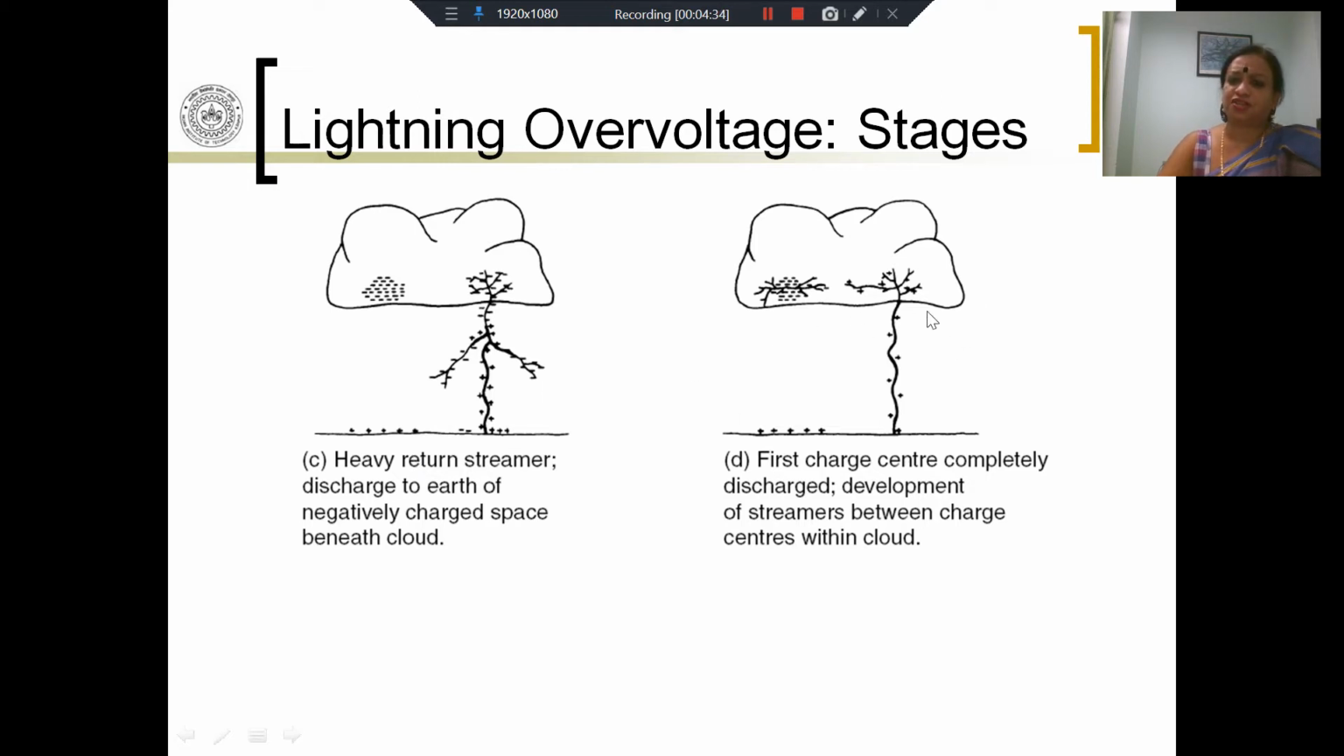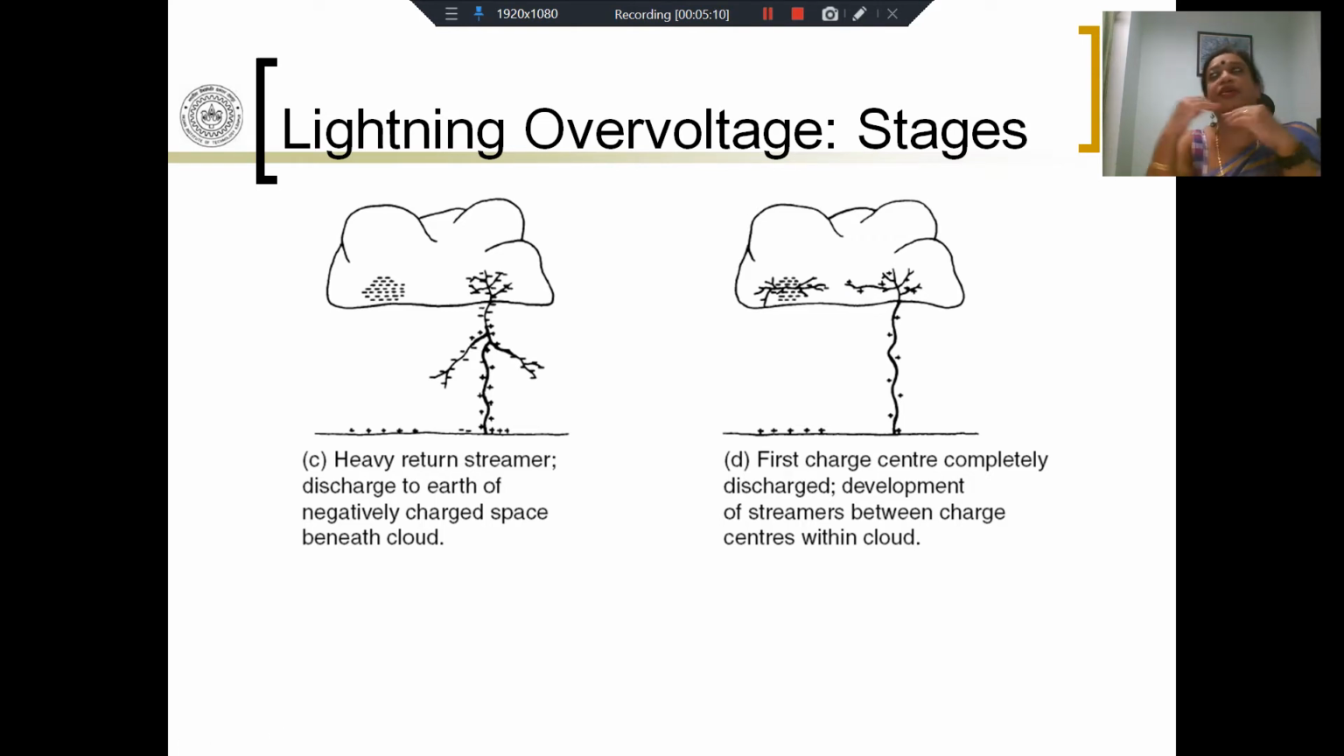Now, when the first charge center is completely discharged, we must remember that in a particular cloud, there will be other charge centers. Not only that, there might be other charge centers in neighboring clouds. And so the next thing that happens is the development of streamers between charge centers within the cloud. So you will see a discharge propagating from this initial charge center to the other charge center. You might also see discharges propagate from a charge center in a neighboring cloud to this charge center. And this is where you see the intercloud lightning.